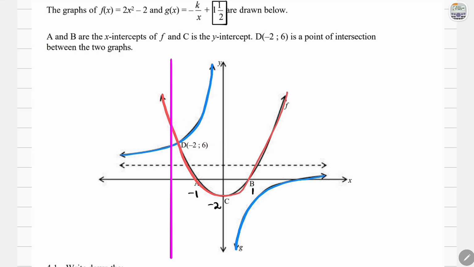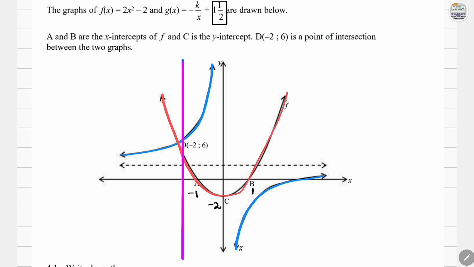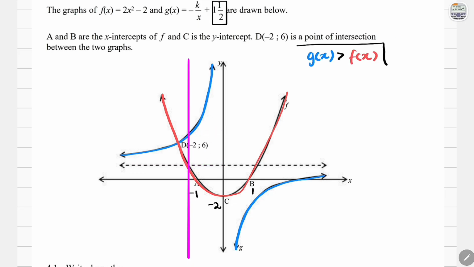So you always need to now look for the point of intersection. This is where the change happens. You see that at this point D, this is where they have the same y value. They have a y value of 6. Then after D, what happens? The graph of G, the blue graph, now has a higher y value than the graph of F, and that's what we want. G of X must be greater than F of X.